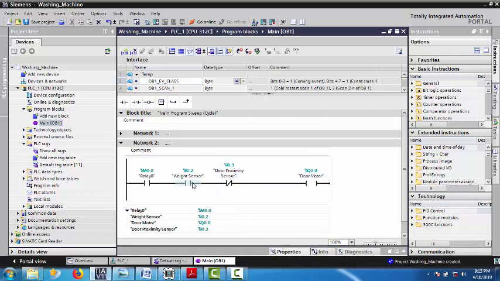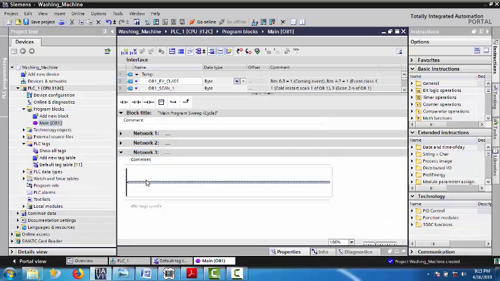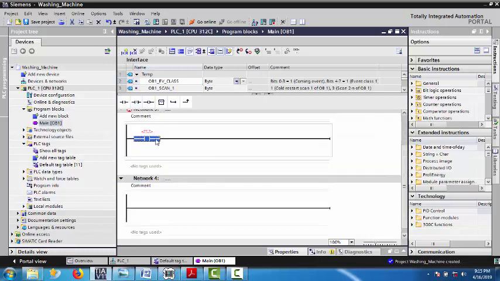Okay. So the weight sensor senses that it is more than 20 kg. The door motor starts. As soon as the door proximity sensor is sensed, the door motor stops. The machine is now ready to start. Okay, so the next thing, again relay 0.